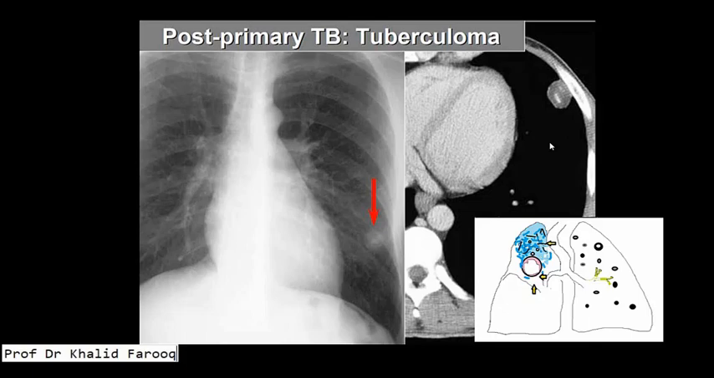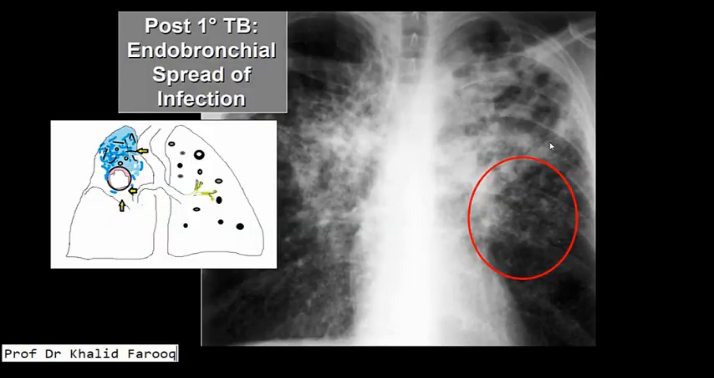This is an example of patchy consolidation involving upper and mid zones of both lungs. Patchy pattern on X-ray may represent endobronchial spread of the disease. However, it is better to see this pattern in the shape of tree in bud densities on CT.